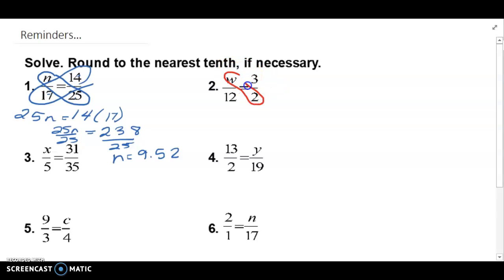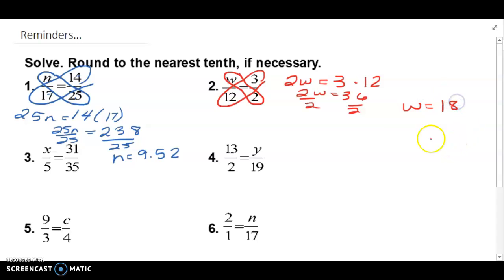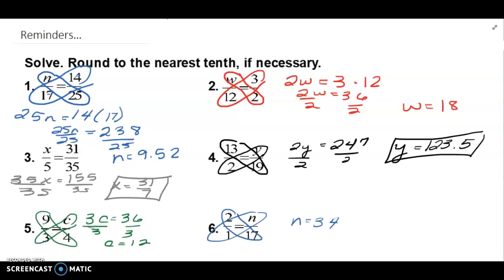So we cross multiply, so w times 2, or 2w, equals 3 times 12. So 2w equals 36, divide by 2, divide by 2, w equals 18. All right, I want you to do 3, 4, 5, and 6, and then we'll go over them, and then we'll start with the section. All right, this is what you should have gotten.